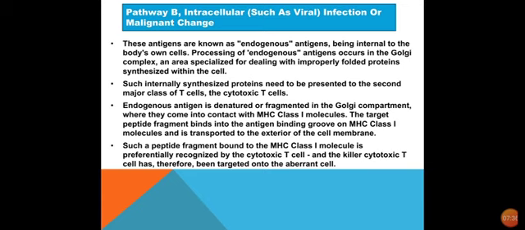Endogenous antigen is denatured or fragmented in the Golgi compartment, where they come into contact with MHC class I molecules. The target peptide fragment binds to the antigen binding groove on MHC class I molecules and is transported to the exterior of the cell membrane. Such a peptide fragment bound to the MHC class I molecule is preferentially recognized by the cytotoxic T cell, and the killer cytotoxic T cell has therefore been targeted onto the affected cell.